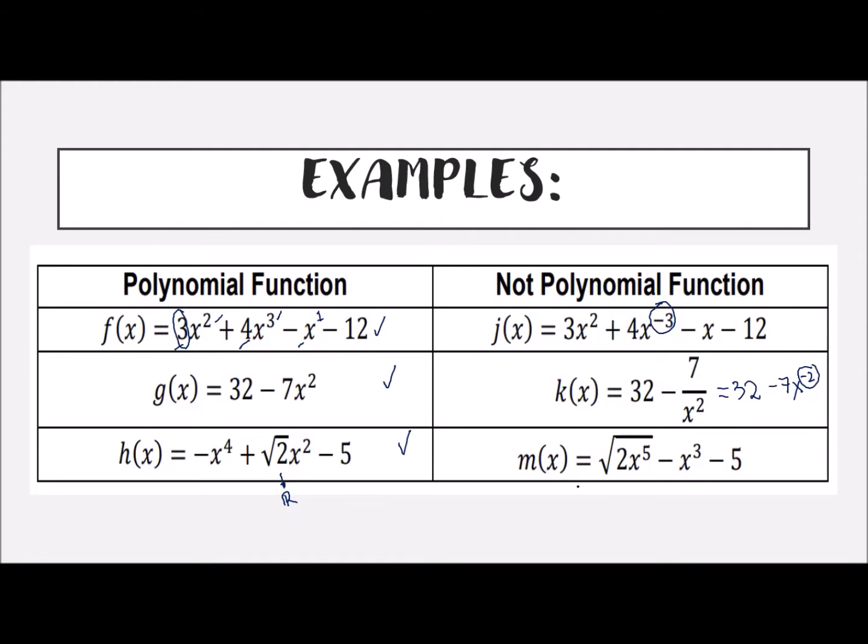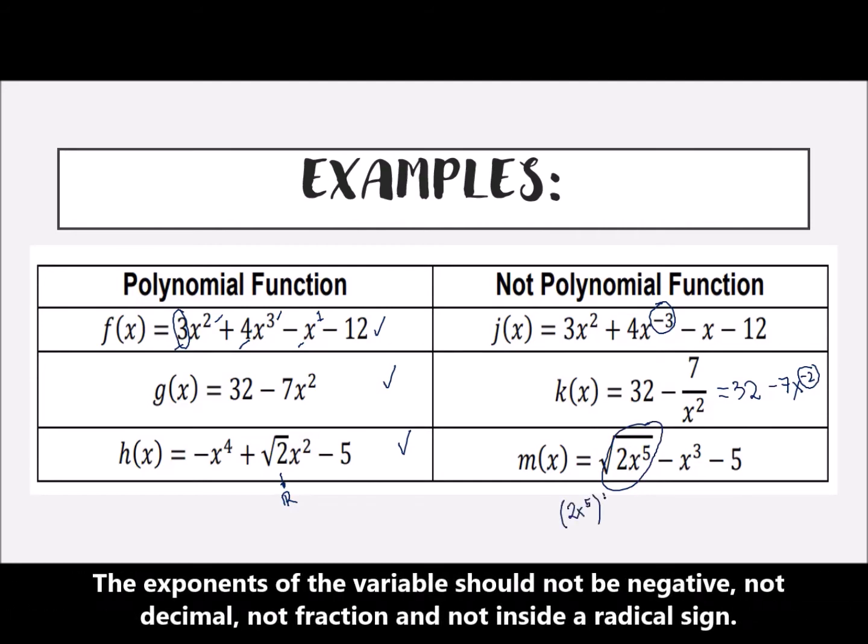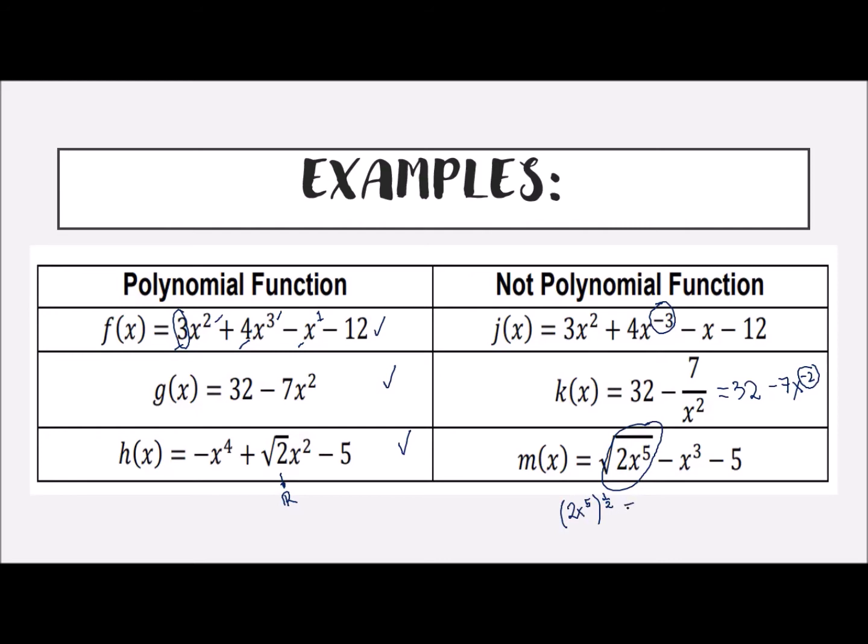Then the next one, m of x is equal to the square root of 2x raised to the 5th power. Itong term na to, yan ang nagpapabawal na maging polynomial function. Kasi pag sinimplify natin yan, magiging 2x raised to the 5th power raised to 1/2. Always remember that this radical symbol, basta ang index na dito ay 2, automatic yan ay 1/2. Na ang equivalent nito ay 2 raised to 1/2 at saka x raised to 5/2. So, hindi naman siya whole number. Hindi siya positive integer rather. So, ibig sabihin, hindi siya talaga polynomial function.